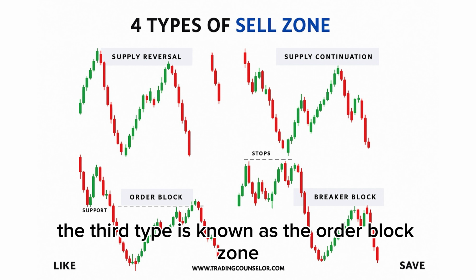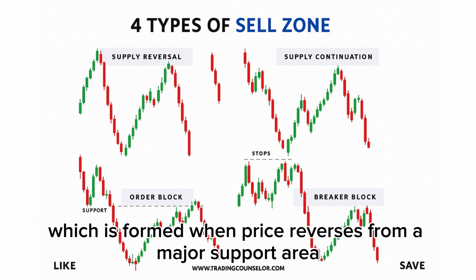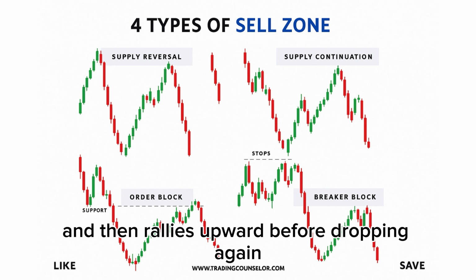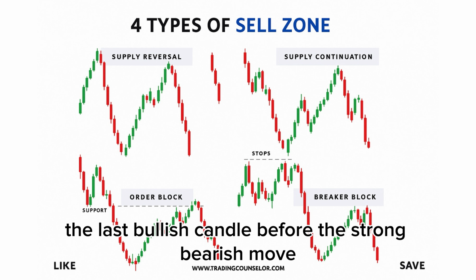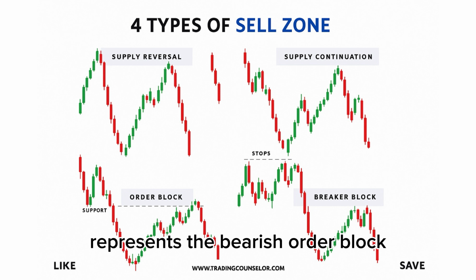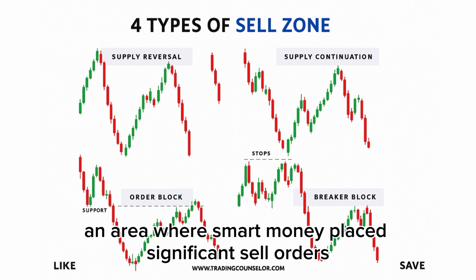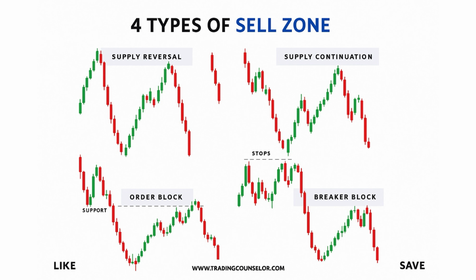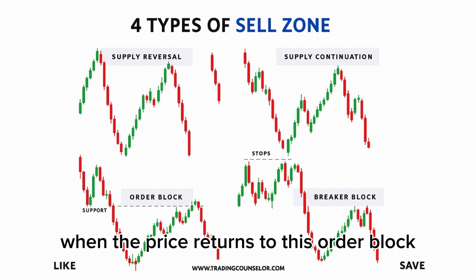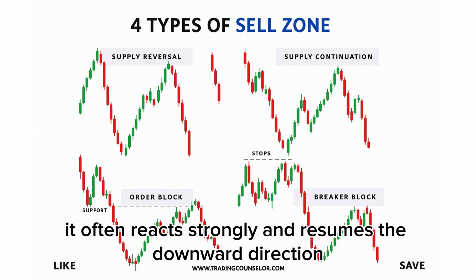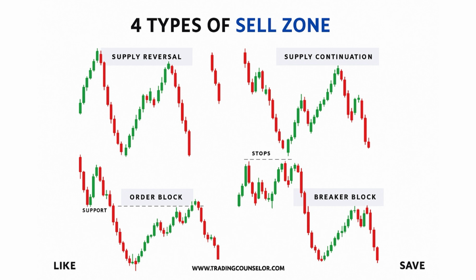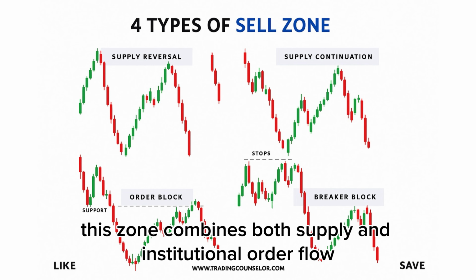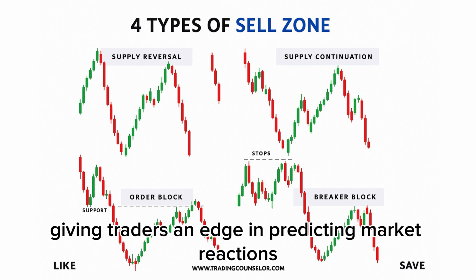The third type is known as the order block zone, which is formed when price reverses from a major support area and then rallies upward before dropping again. The last bullish candle before the strong bearish move represents the bearish order block, an area where smart money placed significant sell orders. When the price returns to this order block, it often reacts strongly and resumes the downward direction. This zone combines both supply and institutional order flow, giving traders an edge in predicting market reactions.